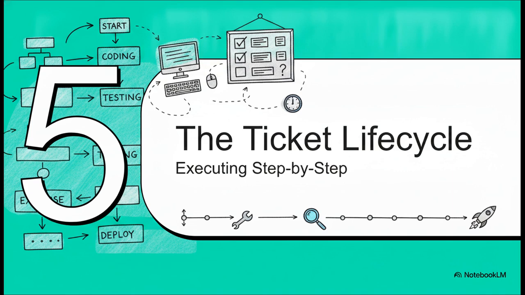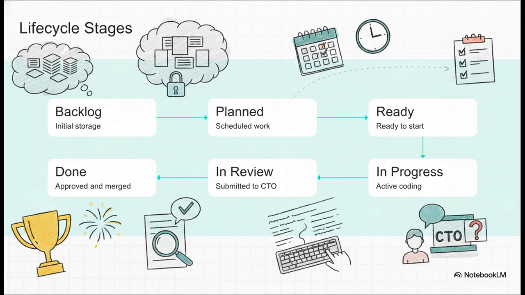Section 5. Tracking the ticket lifecycle. Executing the work step by step. Let's see how this builds once you actually get past the AI's strict criteria. Every piece of work goes on this very specific journey. It chills in the backlog, moves to plan, and then ready. Once your hands are on the keyboard, it's in progress.